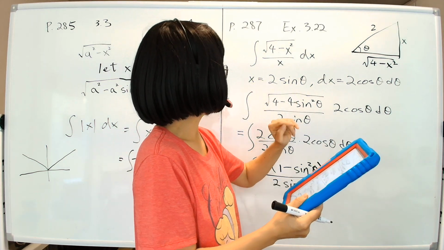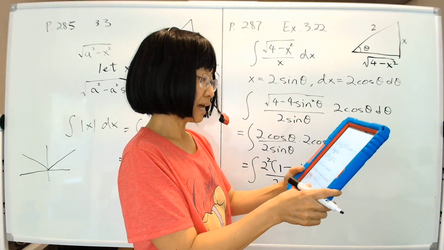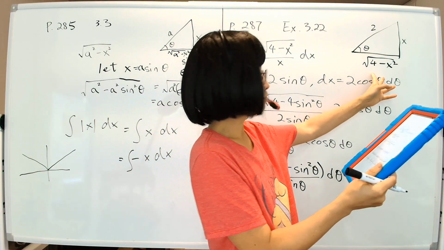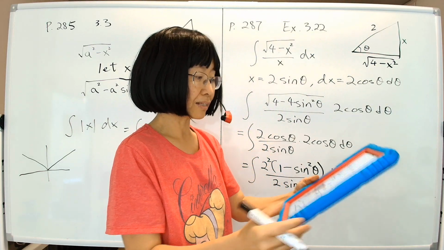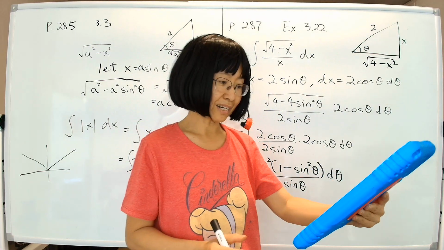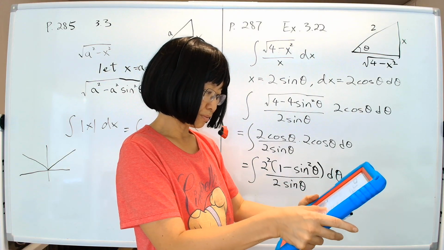We already mentioned that, and that's 2 over x. So you got that. And then the cosine is square root of 4 minus x squared over 2. And that's how you get the answer, as you can see here. So that's the end of example 3.23.